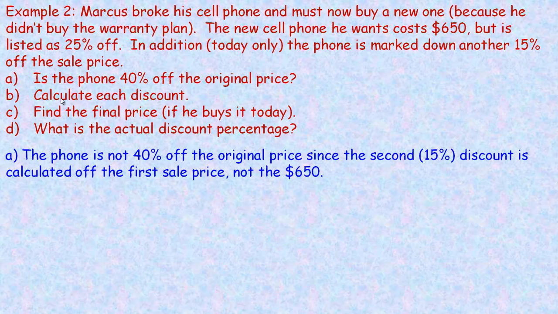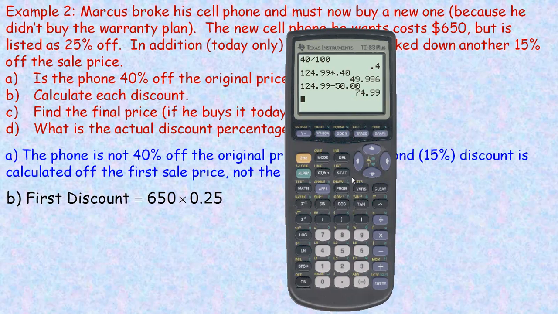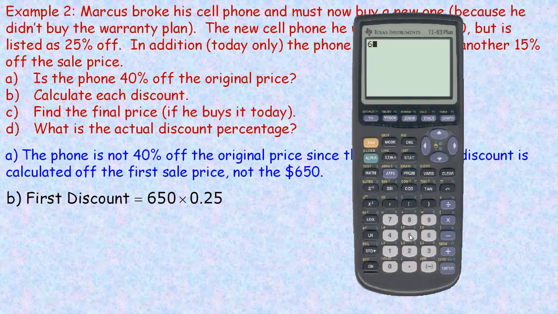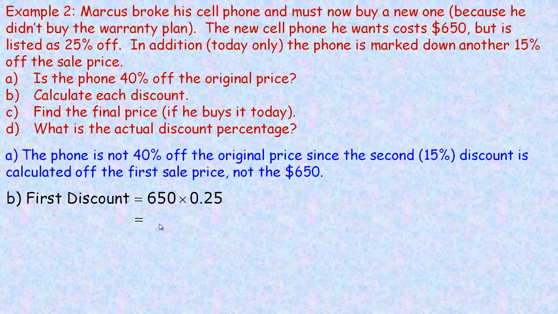B asks to calculate each discount. When we do that, you'll see more of why, if you're not getting it yet, it's not actually 40% off. So for the first discount, we'll take the $650 and multiply it by 0.25, because that's 25%. So 650 times 0.25 gives us 162.5, which would be $162.50. So that's the first discount.